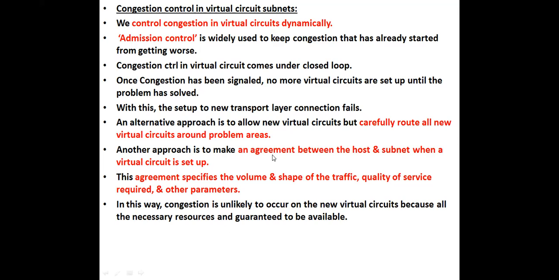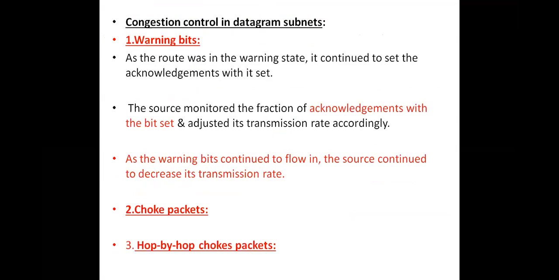And next, whenever there is communication between two hosts, there should be some agreement between the host and subnet. What is the volume? What is the shape of the traffic? What is the quality of service required? What are the other parameters required for the communication? Those things need to be discussed. There should be an agreement between the host and subnet, and based on that only, the connection needs to be set up.